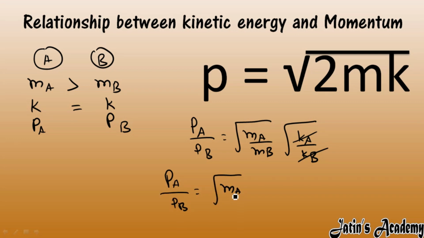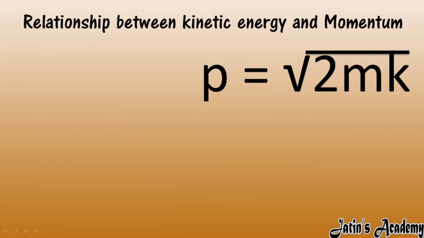It means, which body has more mass? A body has more mass, so ma is greater than mb. As ma is greater than mb, this whole ratio is greater than 1, so this ratio is also greater than 1. It means mass and momentum are directly proportional. So pa is greater than pb. Clear?